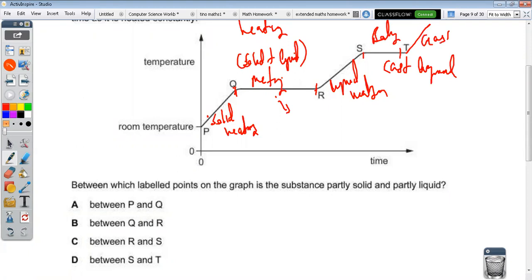Clear? So solid, melting, which is solid plus liquid. The solid is turning to liquid, it's happening at that point. So it's melting. Then there is the liquid heating up like this, so it's completely a liquid. Then this stage here is boiling, so it's a combination of a gas plus a liquid. Then after that, temperature starts rising. It's now completely a gas. And we call that a heating curve. The opposite is a cooling curve.